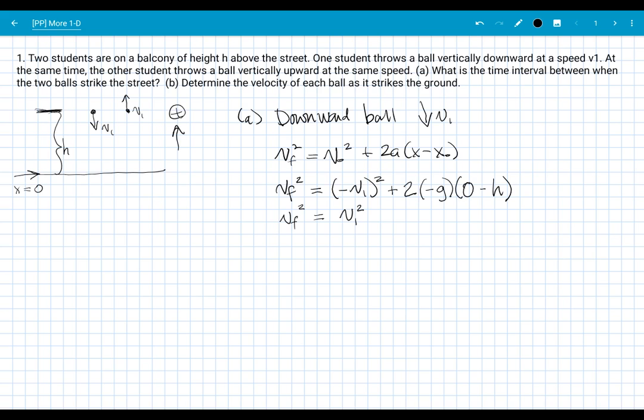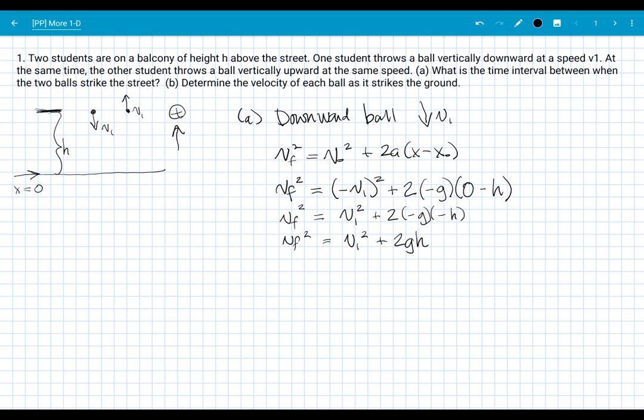And here I'll do one more step here: 2 times negative g times negative h, right? So this VF squared is going to be equal to V1 squared plus 2gh when all is said and done.